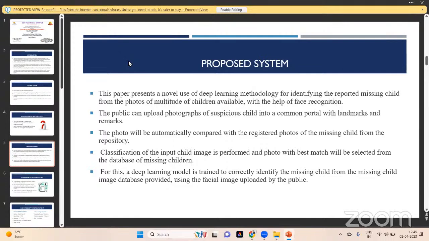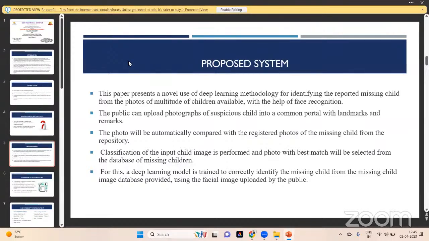As we have seen in the existing system, this is the process we follow when a child goes missing. The parents go to the police station, give the FIR, and provide the police a few photographs of the child. The police will start investigating in a very normal approach.